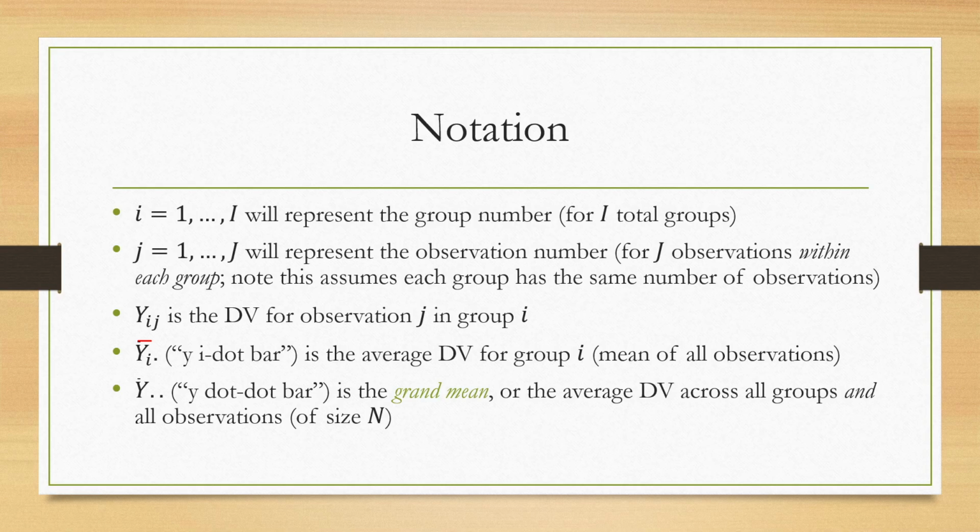Instead, we use capital N. So just be aware of that notation in this context. Again, capital N is going to represent the size of the total sample. And if you ever see a lowercase n in the context of ANOVA, typically it's the sample size per group.